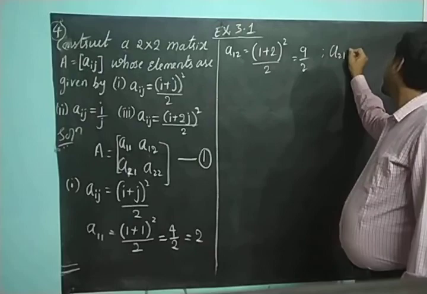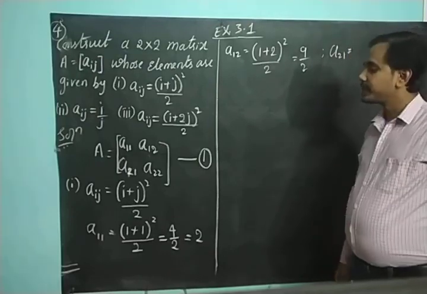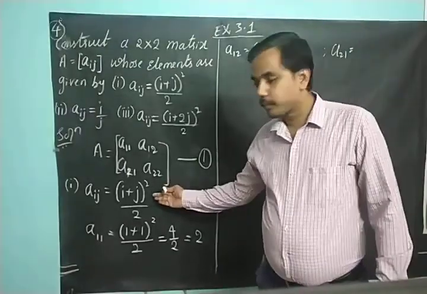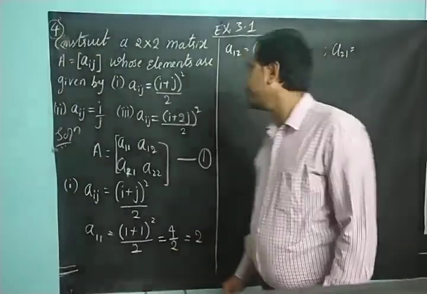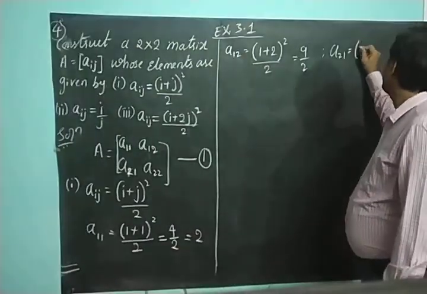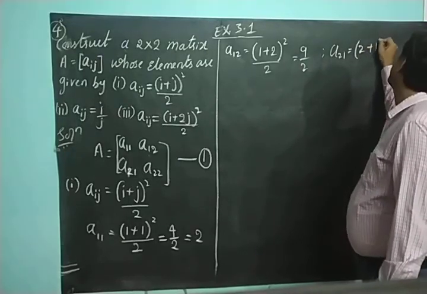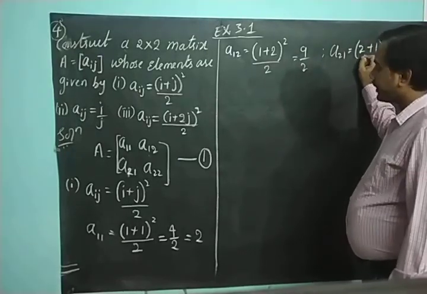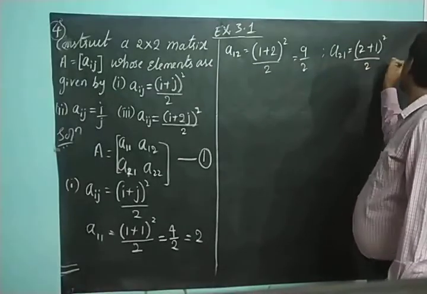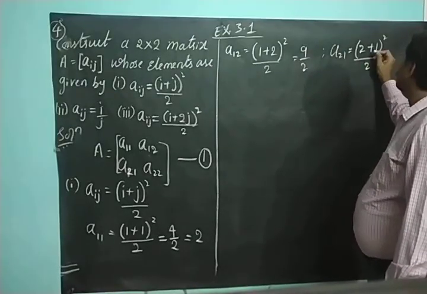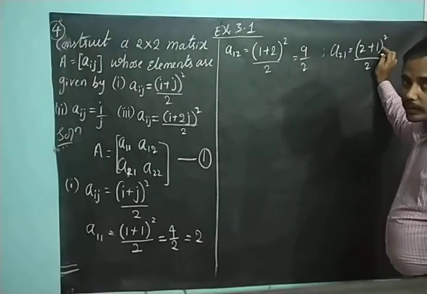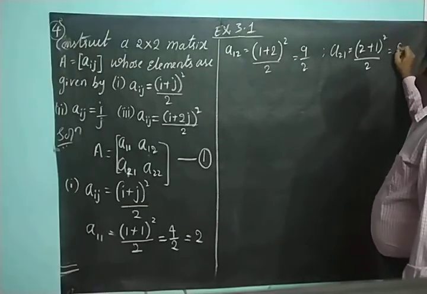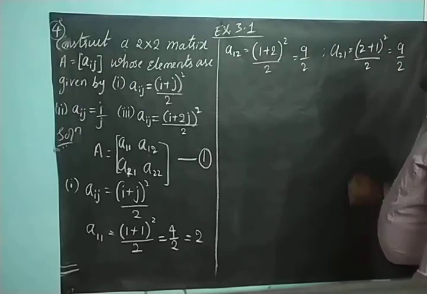We also need the A21 value. What is A21? In this formula, we substitute i equal to 2 and j equal to 1. So what do I get here? (2 plus 1) the whole square, divided by 2. So what is 2 plus 1? 3. Once again, 3 square is 9. So the answer will be 9 divided by 2.